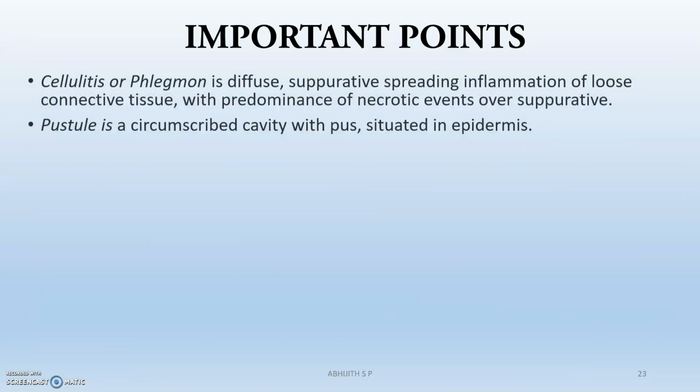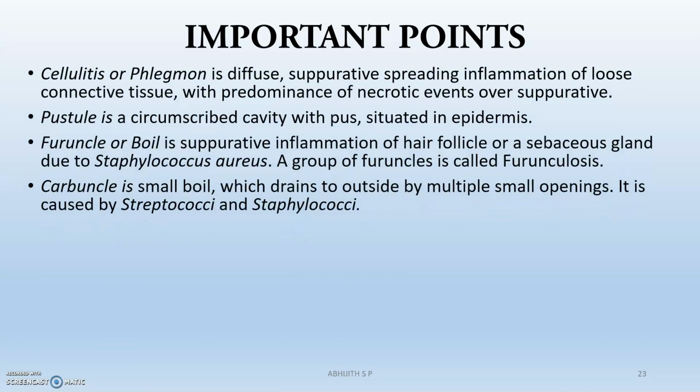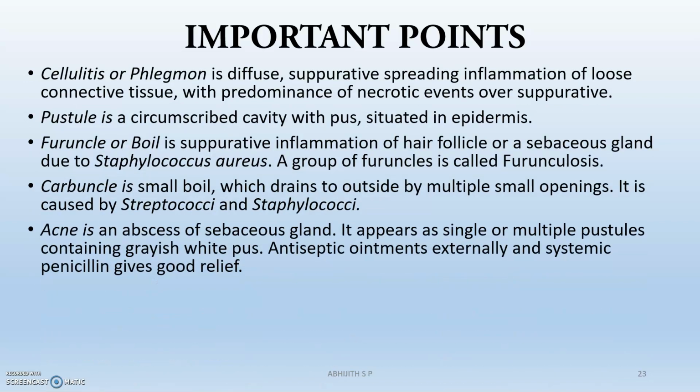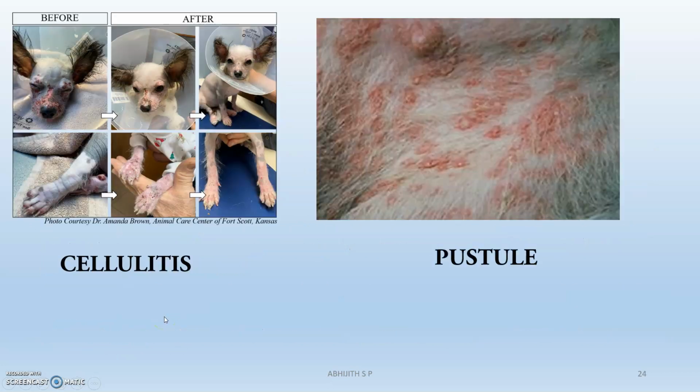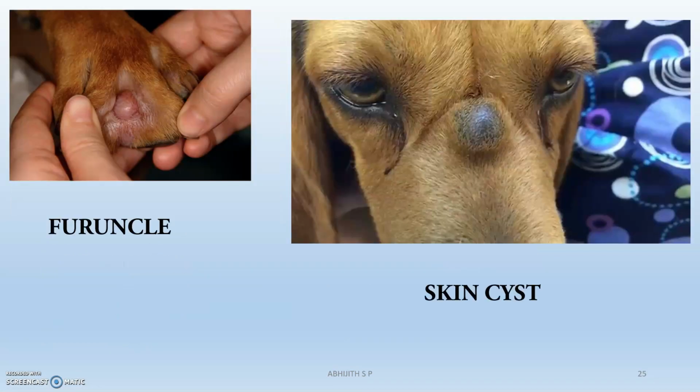Important points that we can just read out: cellulitis, pustules, furuncles or boils, carbuncle, acne, empyema and antibioma. Antibioma is an important word. In many multiple choice examinations, it has been asked: what is an antibioma? Pick out the antibioma-like thing. So this is cellulitis, and you can see pustules, furuncle and skin cyst.